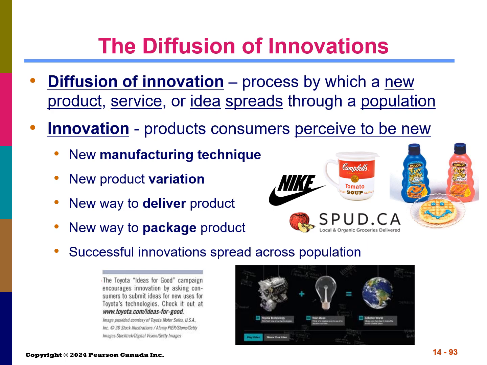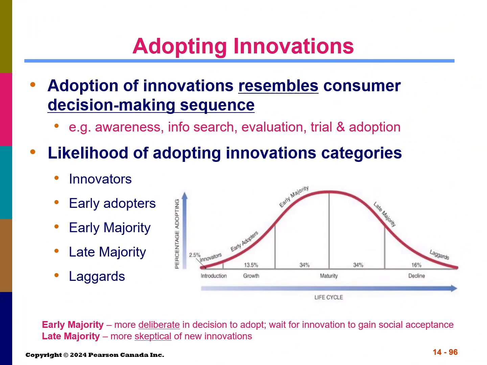It could be a new way to deliver a product. For example, Spud.ca delivers organic produce right to your door. Or a new way to package a product. For example, Campbell's Soup at Hand in a convenient microwavable travel mug. Successful innovations spread across the population. Adoption of innovations resembles the consumer decision-making sequence.